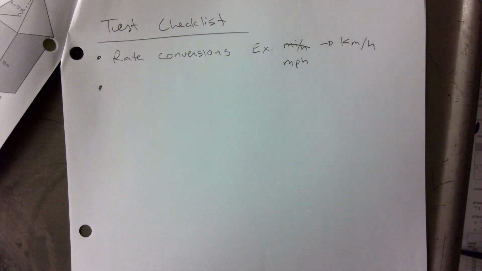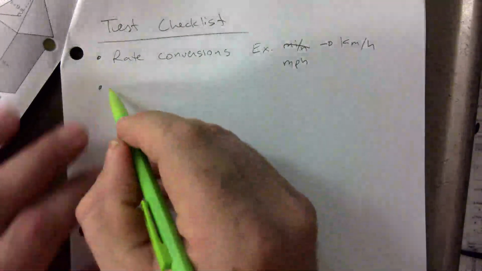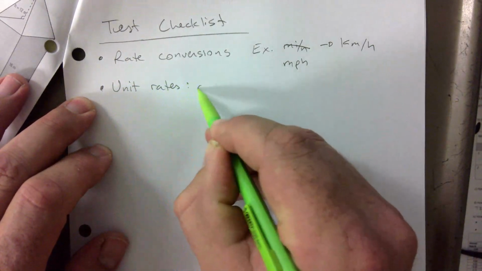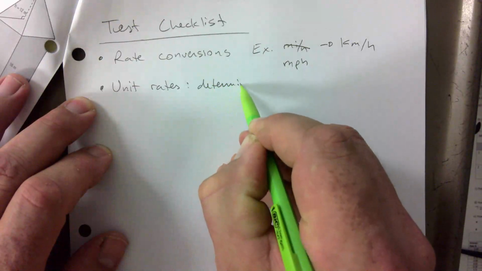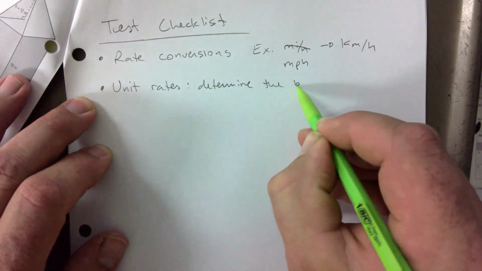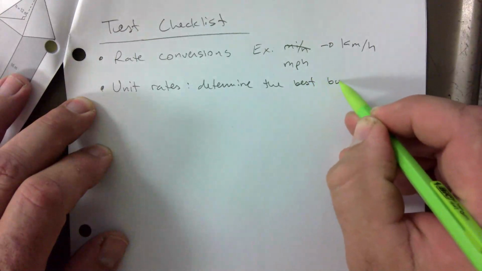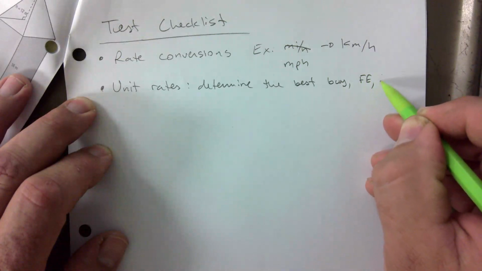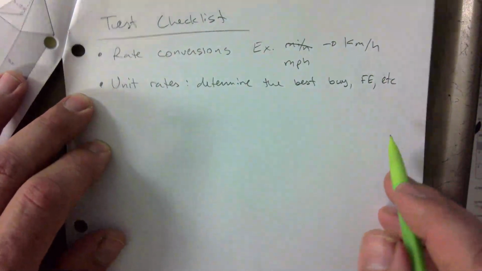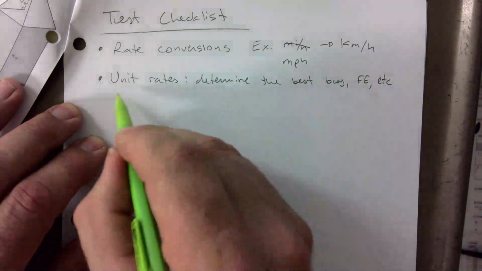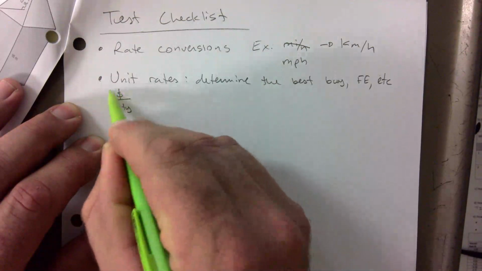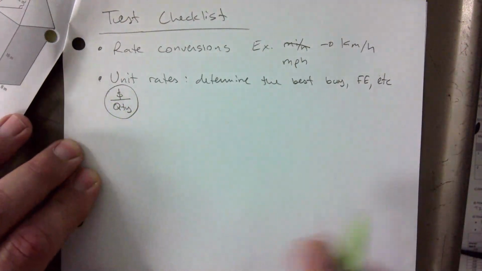Okay. Actually, unit rates first. Unit rates: determine the best by fuel economy, etc. Okay, so remember, it's always dollars divided by quantity. Okay, don't forget that.